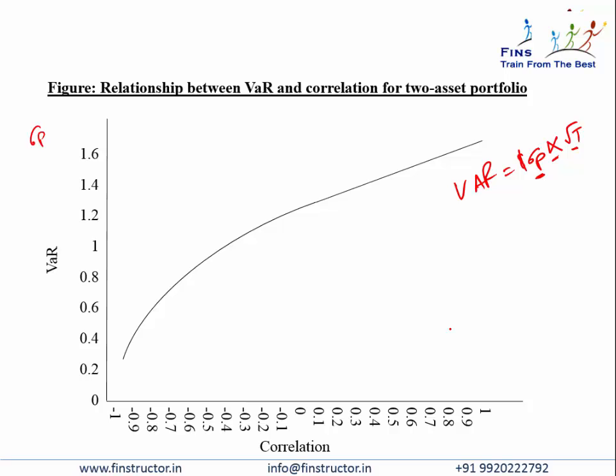As the correlation decreases, we studied in the risk return chart earlier, that risk falls, it falls exponentially. As the correlation goes up, risk goes up, standard deviation goes up. Whether I put VAR here or standard deviation here, the chart would still look the same. So as the correlation goes up, the risk will go up and the VAR will also go up.